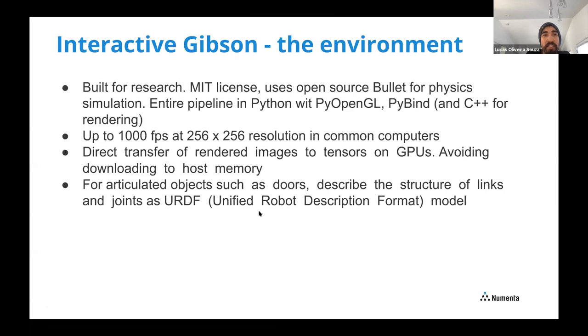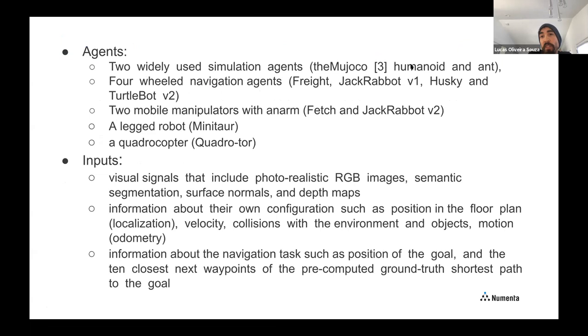And in terms of agents and inputs, they have a few agents available. One is the MuJoCo humanoid and the ant. They have four-wheel navigation agents like the robot. There are two mobile manipulators with an arm, a legged robot, and a quadcopter. So you can choose what agent you want to use.